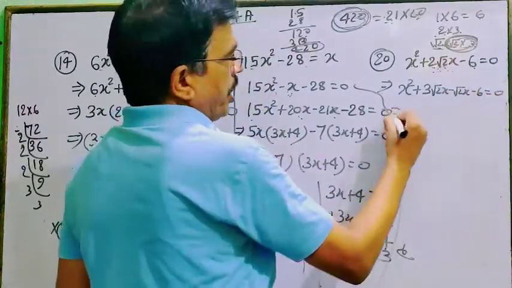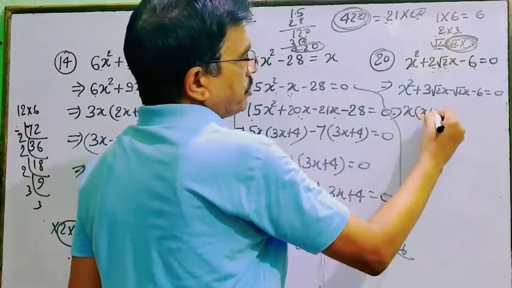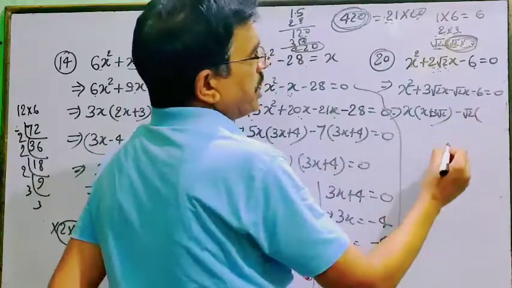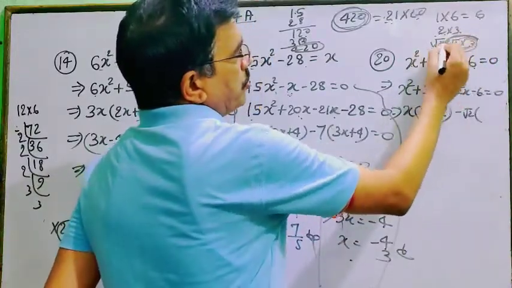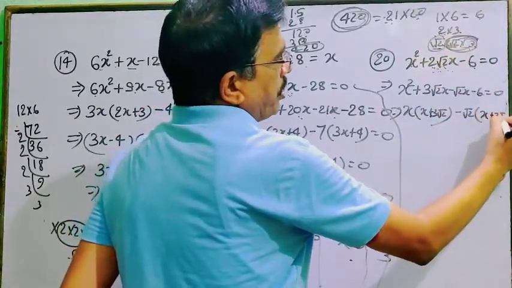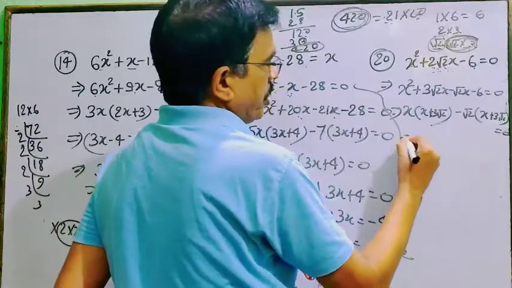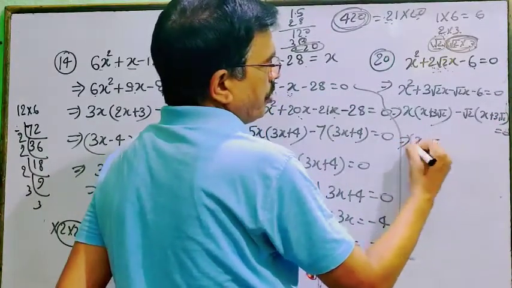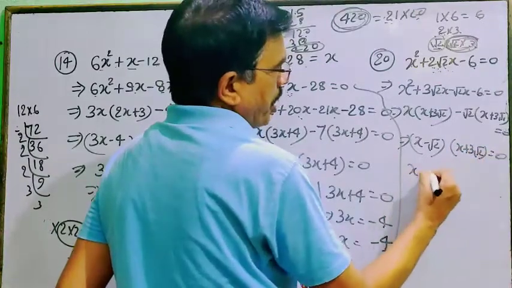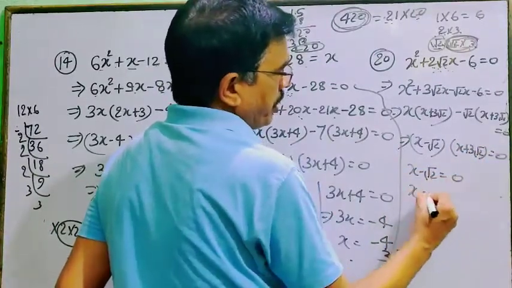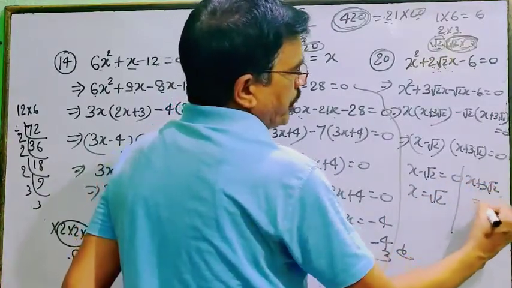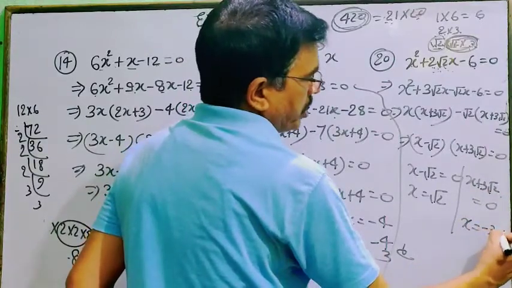0. Here x is common, that is x plus 3 root 2, and here root 2 is common because 6 is root 2 times 3 root 2. So root 2 common, then here is 3 root 2. So write here x plus 3 root 2 is equal to 0. Now we write x minus root 2 and x plus 3 root 2 is equal to 0. So x minus root 2 is equal to 0, then x is equal to root 2. Similarly, x plus 3 root 2 is equal to 0, so x is equal to minus 3 root 2.